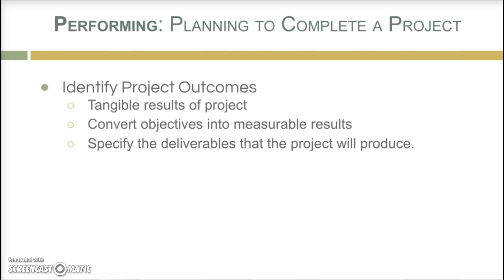So what are those tangible results of the project? You want to be able to convert any of your objectives into measurable results and specify the deliverables that the project will produce. Okay, that was a look at Tuckman's 4 stages of teaming, and I hope that this will be useful to you as you are getting ready to work together on teams, and you will be asked to think about those 4 different stages, and especially in the conflict resolution, conflict management stage there, thinking about how you can effectively work with other people and work towards a goal of producing a product.